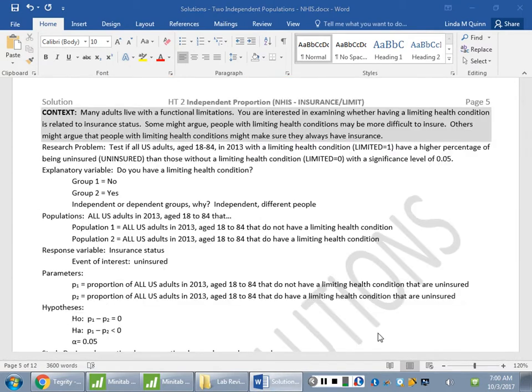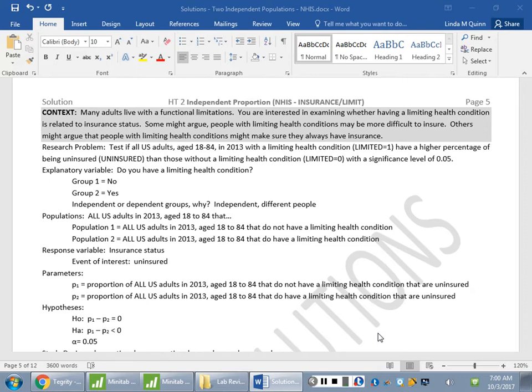Question 2 is the hypothesis testing problem for proportions. And so in this case, we're testing if U.S. adults with a limiting health condition have a higher percentage of being uninsured than those without a limiting health condition. So once again, think about the two groups we're comparing. So in this case, it's limited versus not limited. And so once again, that's my explanatory variable. Do you have a limiting health condition?